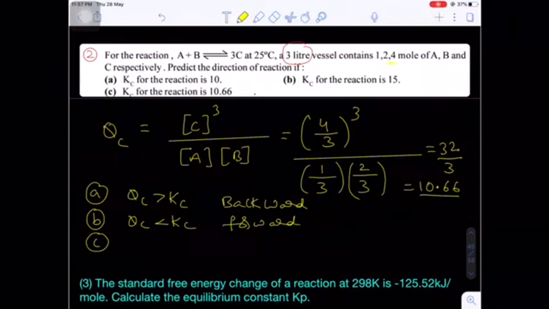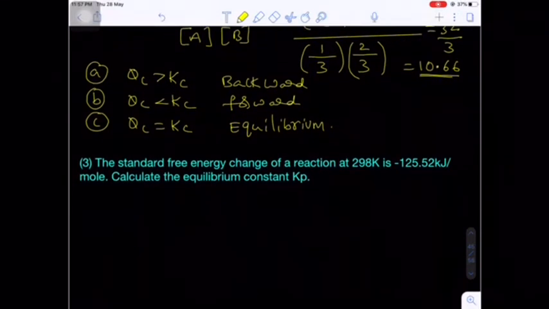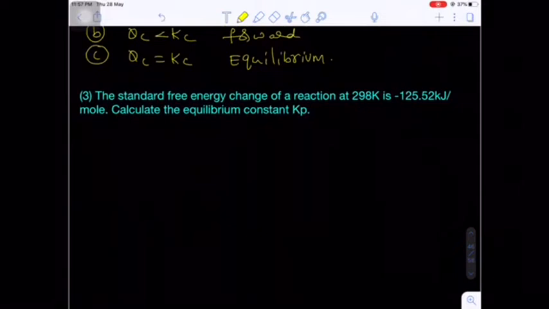Now question C, the third question, the Kc value is 10.66, which is equal to the Qc value. That means Qc is equal to Kc. That means the system is under equilibrium condition. This is a very important direction. Now this question is a thermodynamics related question, because the standard Gibbs free energy change is given and we have to find the equilibrium constant.